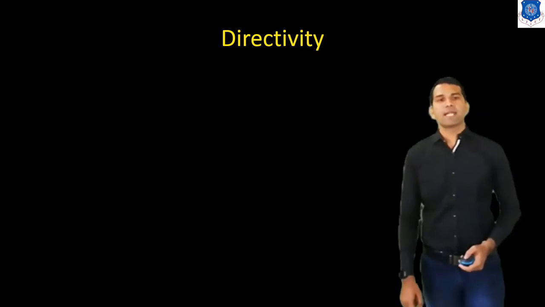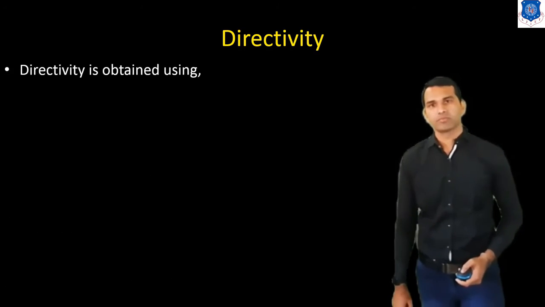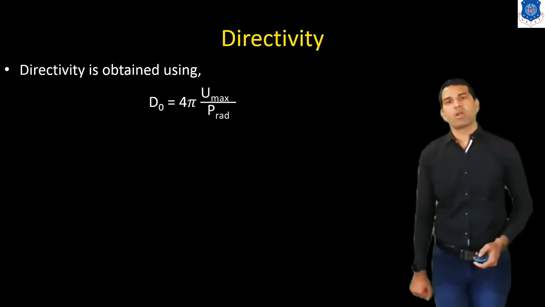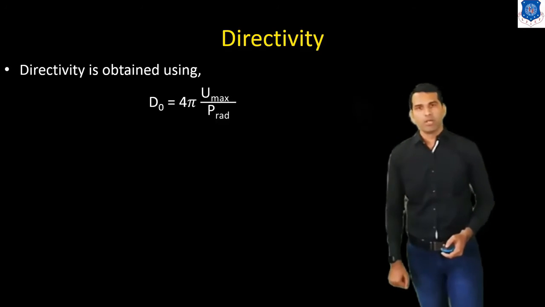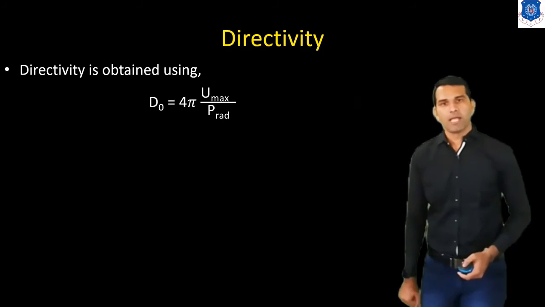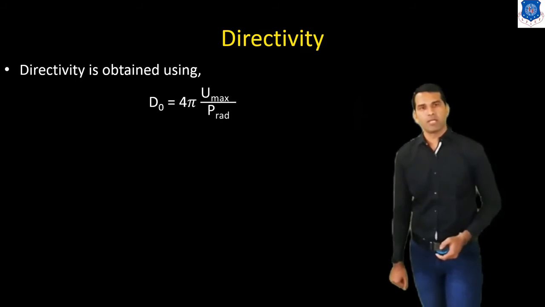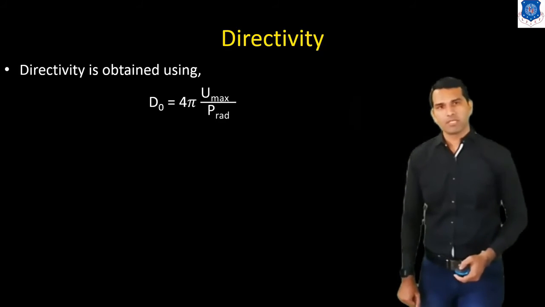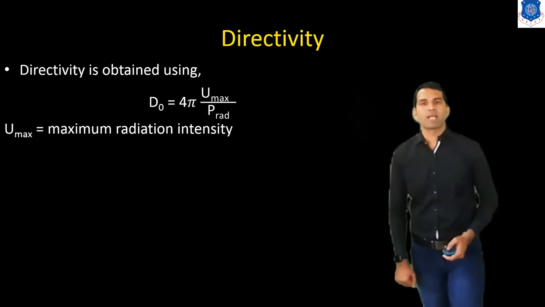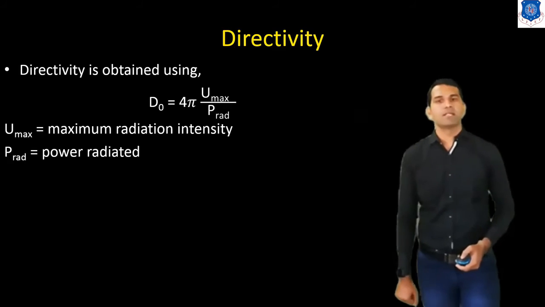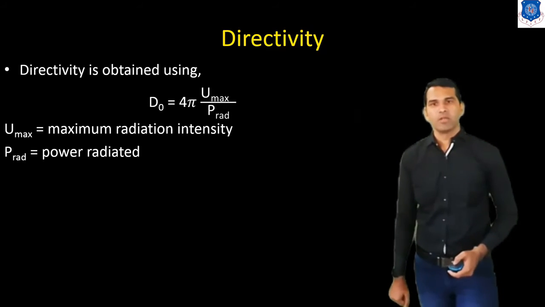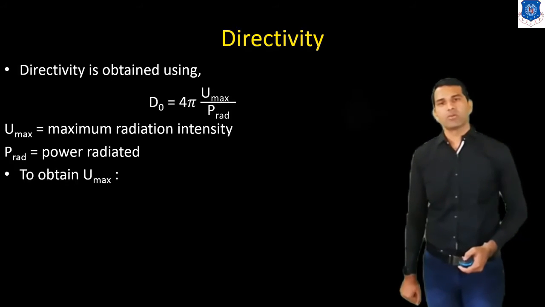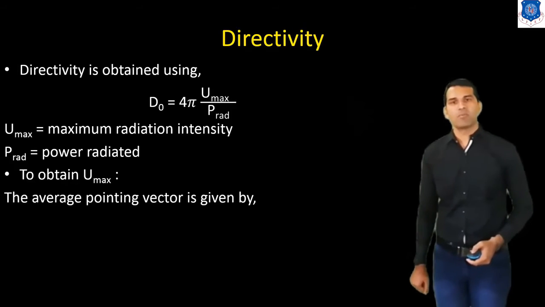Now the directivity for the oscillating dipole. Directivity is obtained by using D0 is equal to 4 pi U max upon P radiate. We know the relation between the directivity, U max and the power radiated from the second chapter, the parameter chapter. U max is the maximum radiation intensity and P radiate is nothing but the power radiated. So to obtain the directivity, first we have to find the U max, that means the maximum intensity.